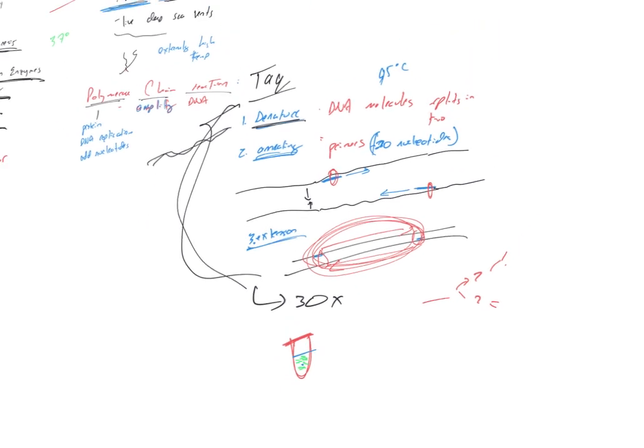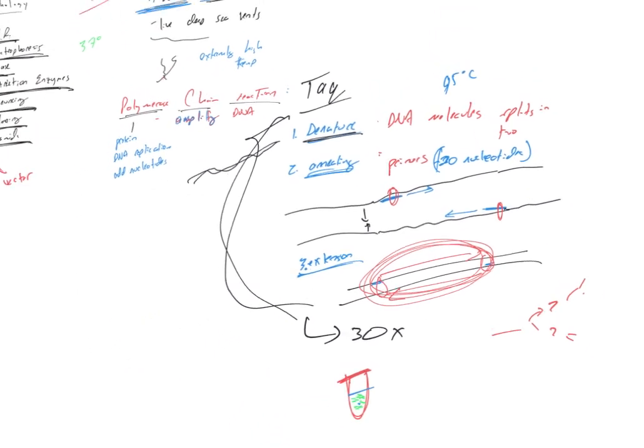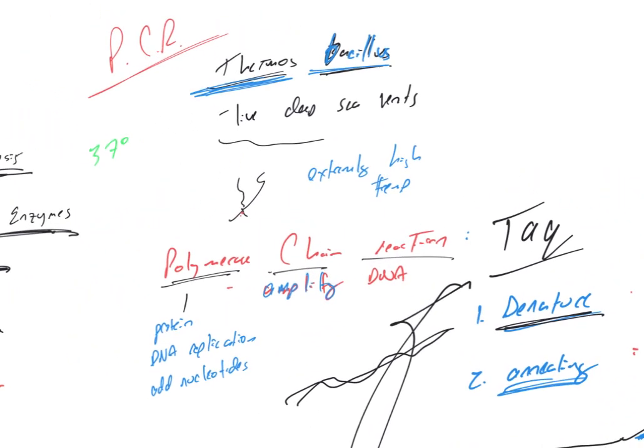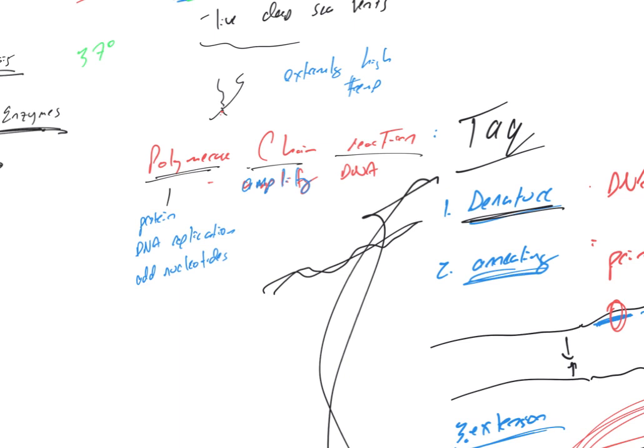So that's PCR. Okay? It wouldn't be possible if we didn't know about Thermus aquaticus. It wouldn't be possible because of the Taq polymerase. This is a DNA polymerase. This operates at high temperature. Our polymerase, human polymerase, does not operate at high temperature.